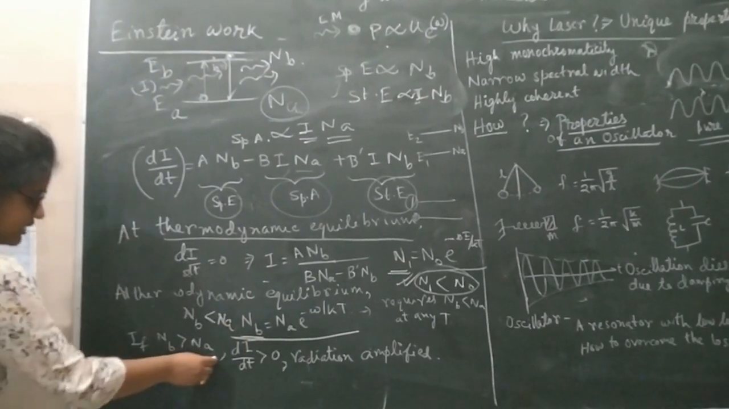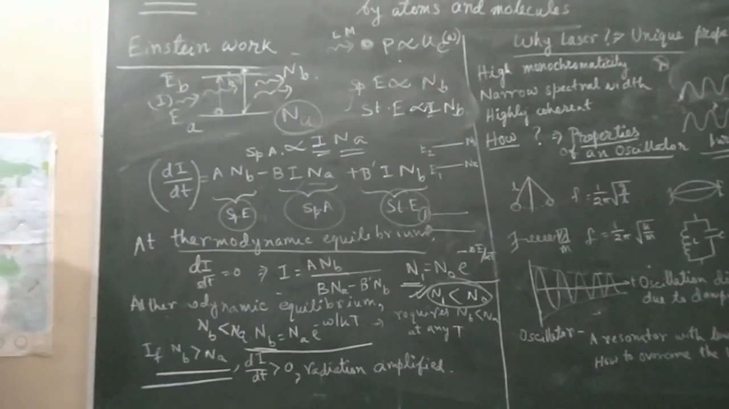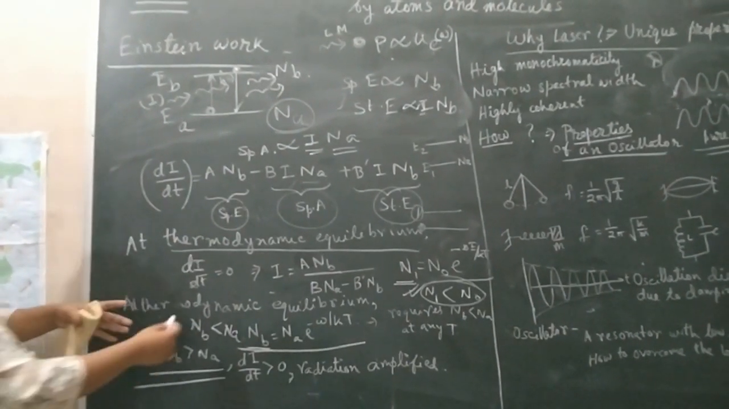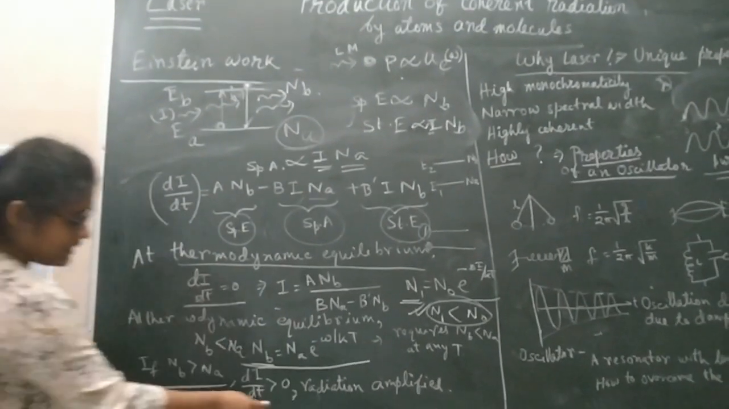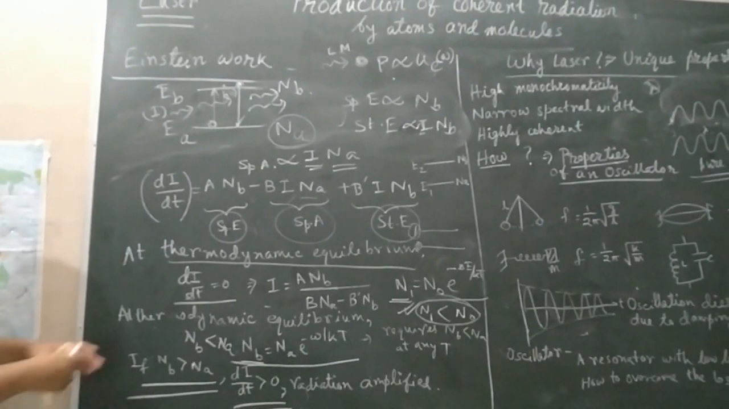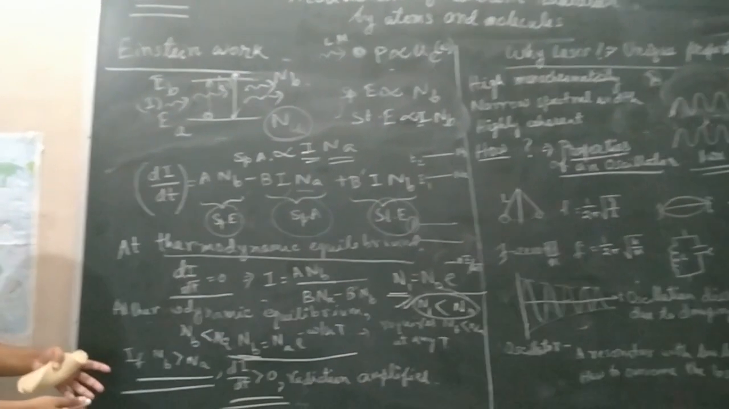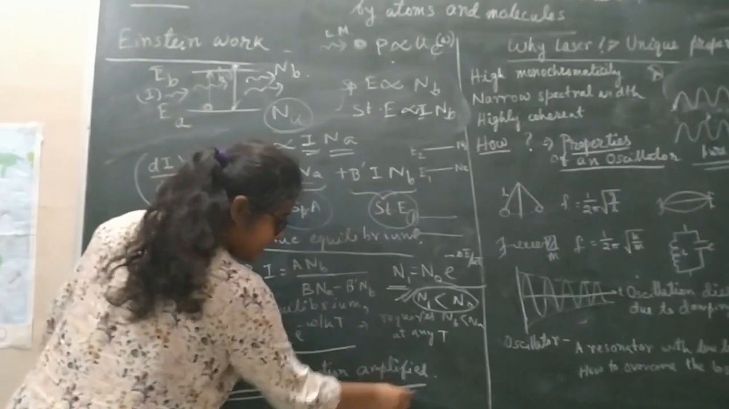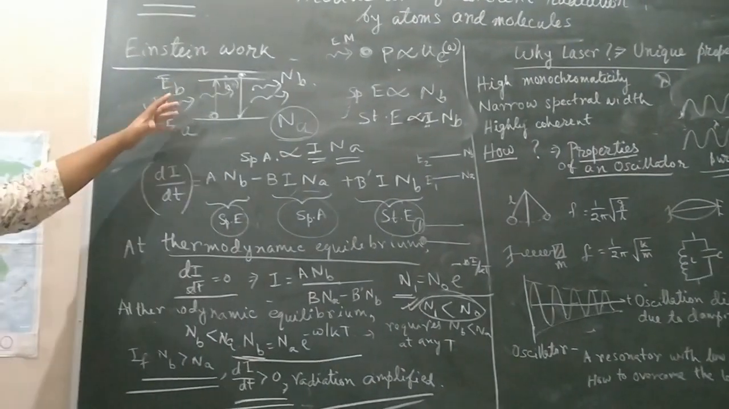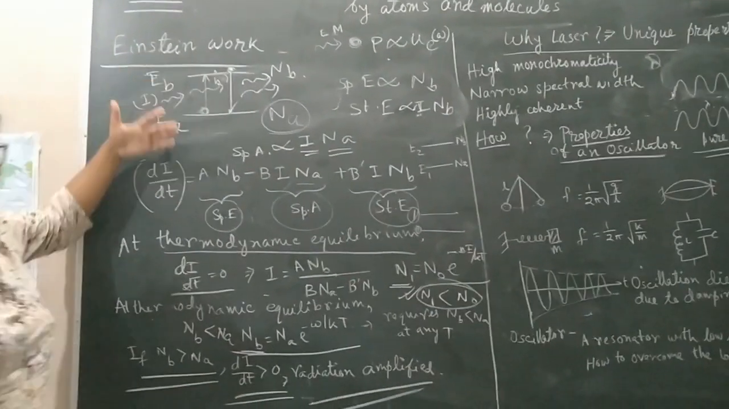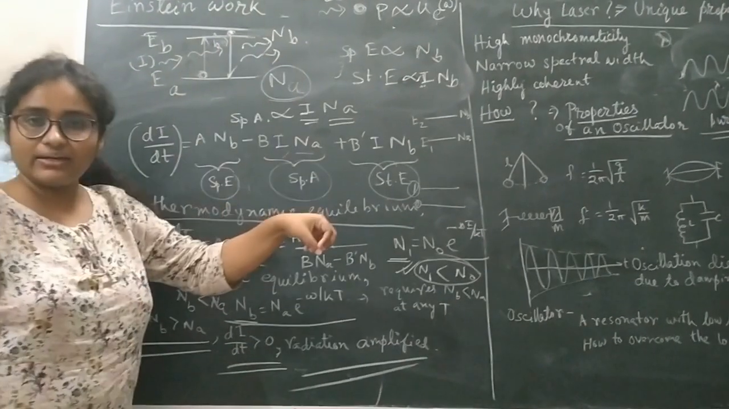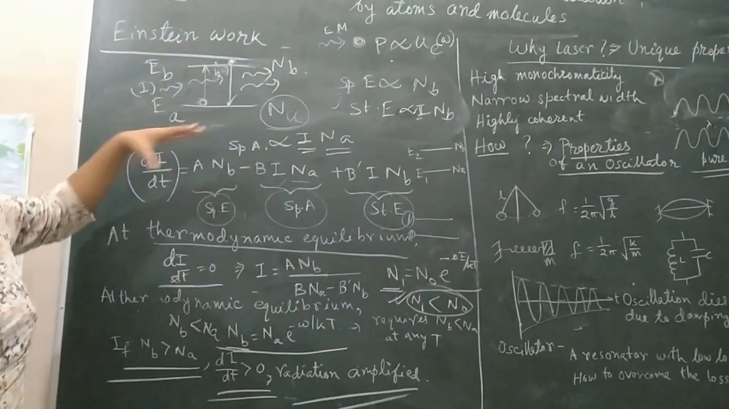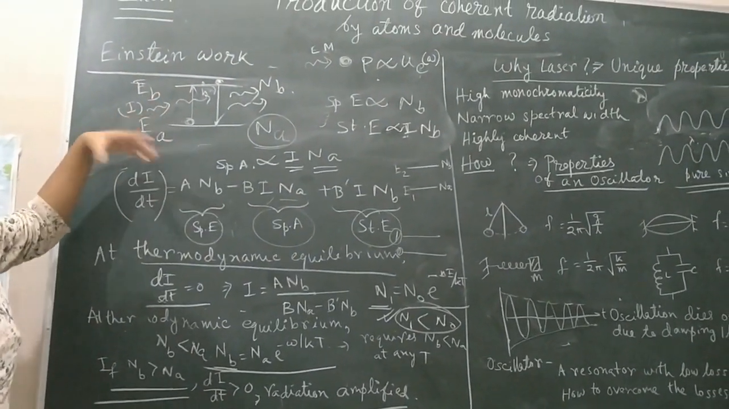Now, somehow, if NB is greater than Na, what will happen? If somehow NB is greater than Na, then dI/dt will be positive. Means dI/dt should be greater than 0 and the radiation will be amplified. That is, you are putting in lower energy and you are getting higher energy. So you are taking it as an oscillator. This is working as an oscillator.